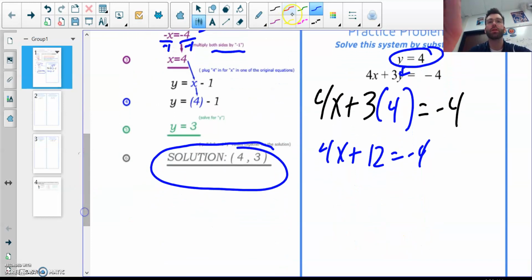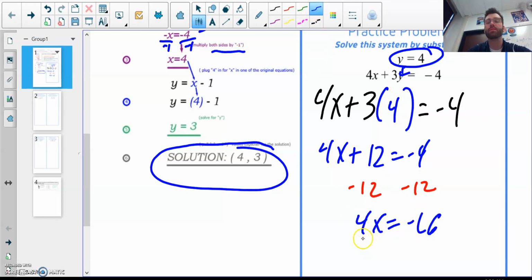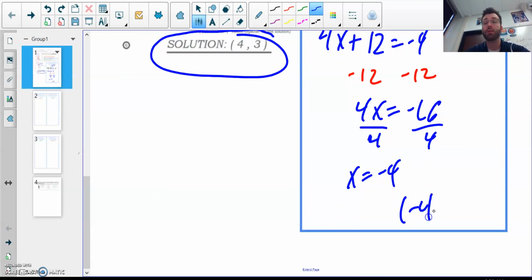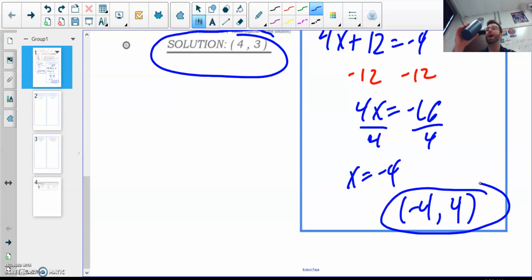Minus 12, minus 12. 4x equals negative 16. Divide by 4, divide by 4. There it is. x is negative 4. Normally I would say, now I need to plug x back in to solve for y. But at the beginning, you knew that y was actually 4. So I'm going to write my ordered pair, or my solution, as negative 4, comma 4.